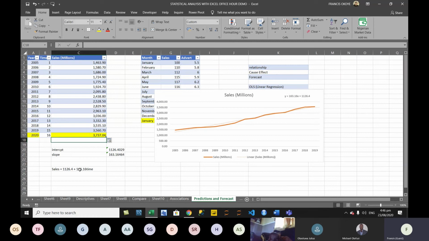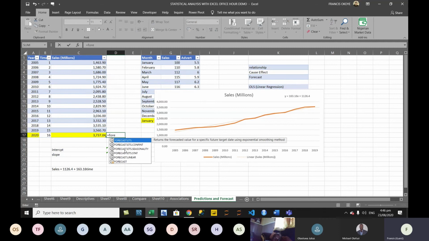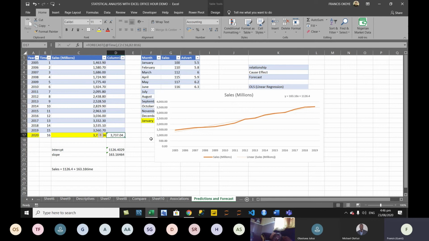Secondly, it helps you forecast. So how can we forecast? So this is how you forecast, okay? Again, there's also a function called forecast, okay? So what's my X? This is what I want to forecast. What is my Y? So this is my Y. What's my X? This is my X. So if I run that, it will still give me the same report, okay?